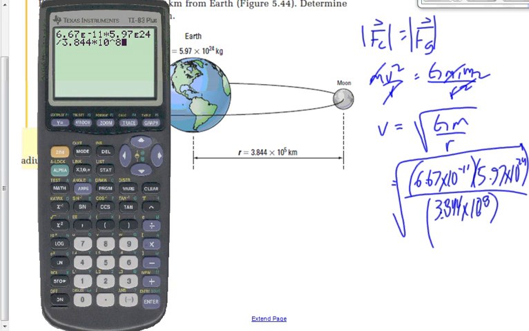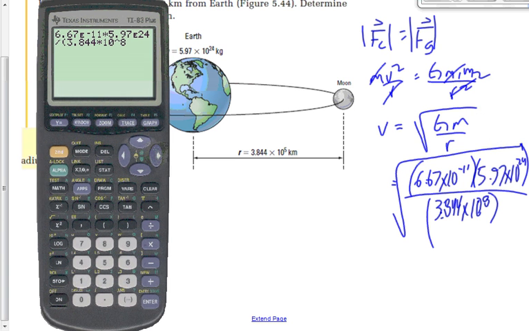Why? Because my calculator assumes when I do it this way that I want to go 6.67 times 5.97 divided by 3.8 equals, and then times the whole thing by 10 to the 8. It's not what I want to do. So you get a couple of options here. You can insert some brackets here and press equals. Or alternatively, and this is what I would prefer you do, if you do this, 3.844, second function EE, then it ties it together for you.